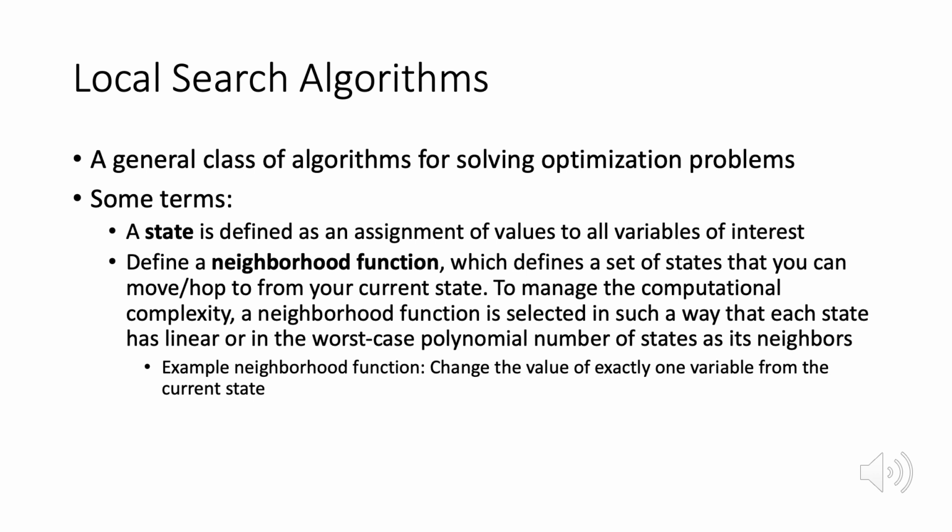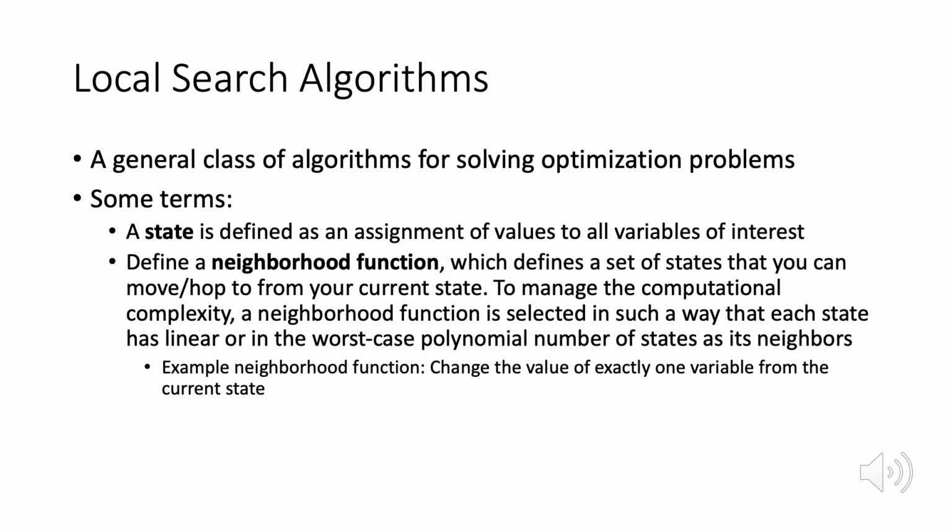So local search is a general class of approximate inference algorithms, and in some circles they're also called hill climbing algorithms for solving optimization types of problems. Before I describe the basic algorithm, let me define some new terms that we will use to specify the algorithm. The first definition is that of a state, and the second definition is that of the neighborhood function.